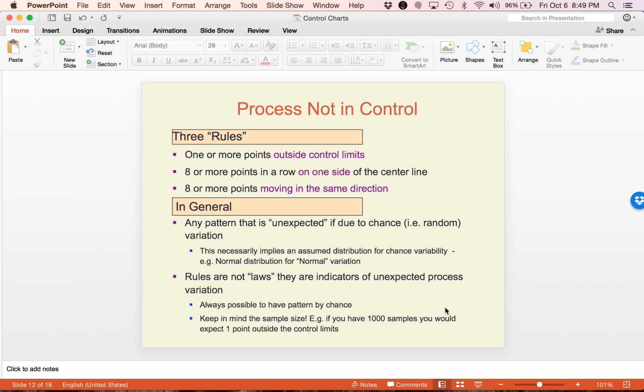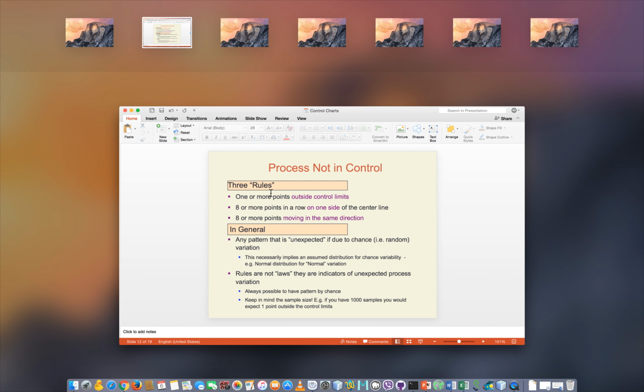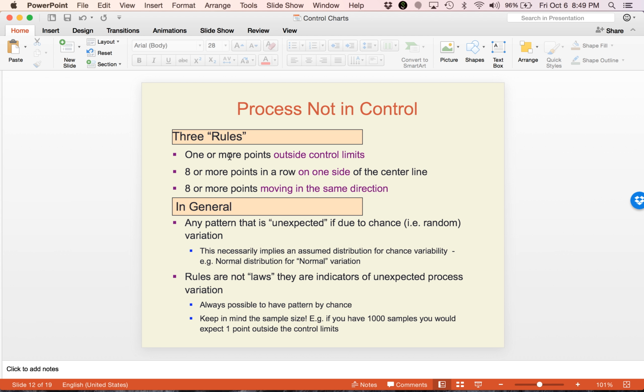So the 3 rules to look for, and the variations of this too, are based more or less on how likely something is going to occur, and some people have more tolerance than others. So some people will look for a much more rare event to say that it's something unusual, or they might look for something a little less rare if they're being more conservative. But generally, if you have anything outside of the control limits, that's plus or minus 3 standard deviations, that's considered an indicator that the process might not be in control or has abnormal variation.